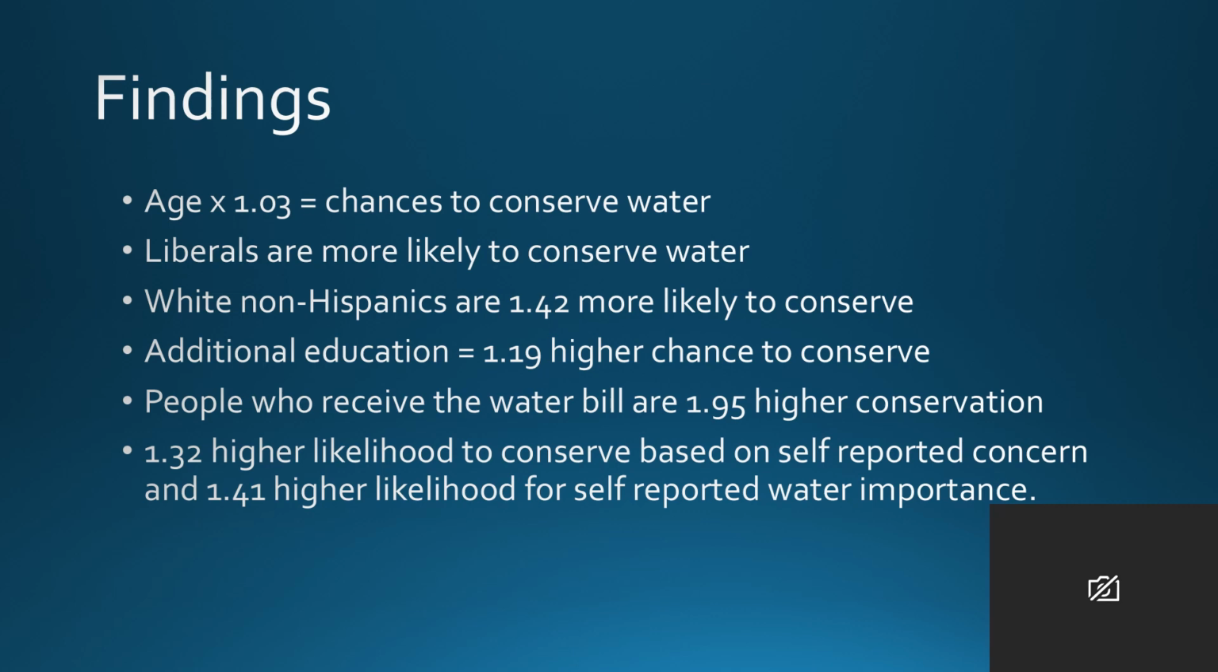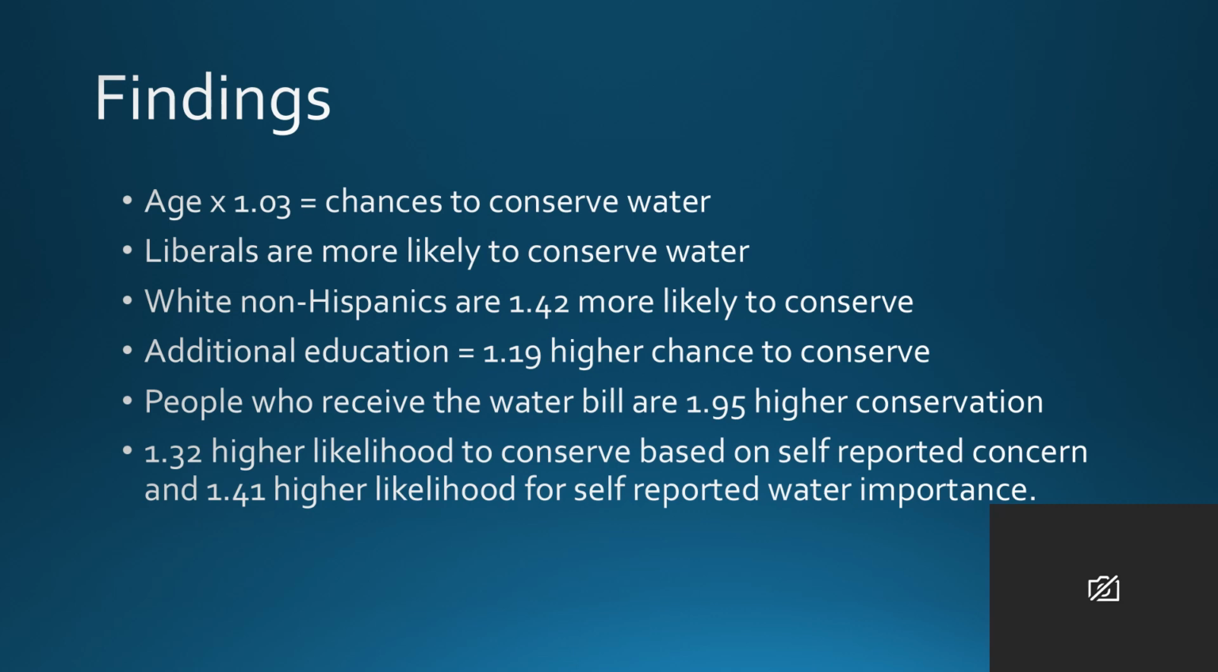They also found that liberals are more likely to conserve water, which agrees with previous studies. That white non-Hispanics are 1.4 times more likely to conserve water. Additional education equals a 1.19% higher chance to conserve water. They did not break this down into like what level of education, like doctorate degree versus bachelor's degree. It's pretty much if you have education past high school, even just like trade schools, you're more likely to. So it's all grouped together.